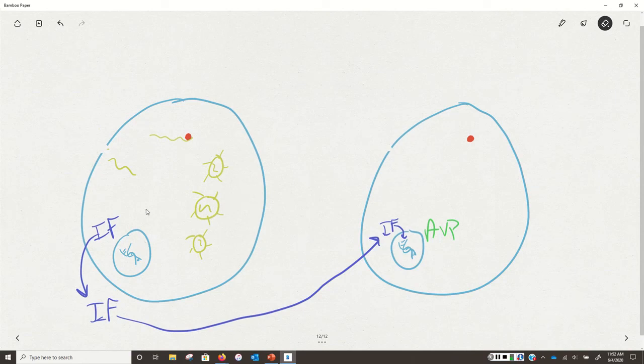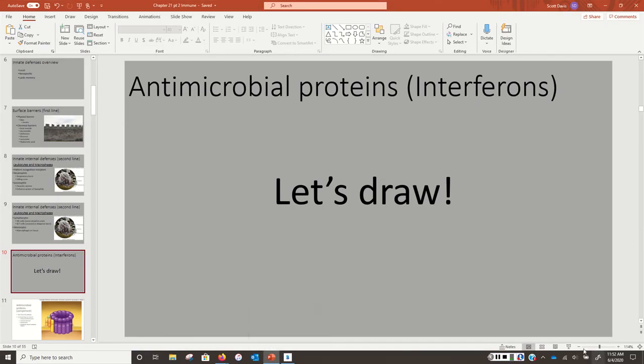Interferon is produced by virus-infected cells to warn uninfected cells to make antiviral proteins. The antiviral proteins ensure that the uninfected cell does not become infected. All right.